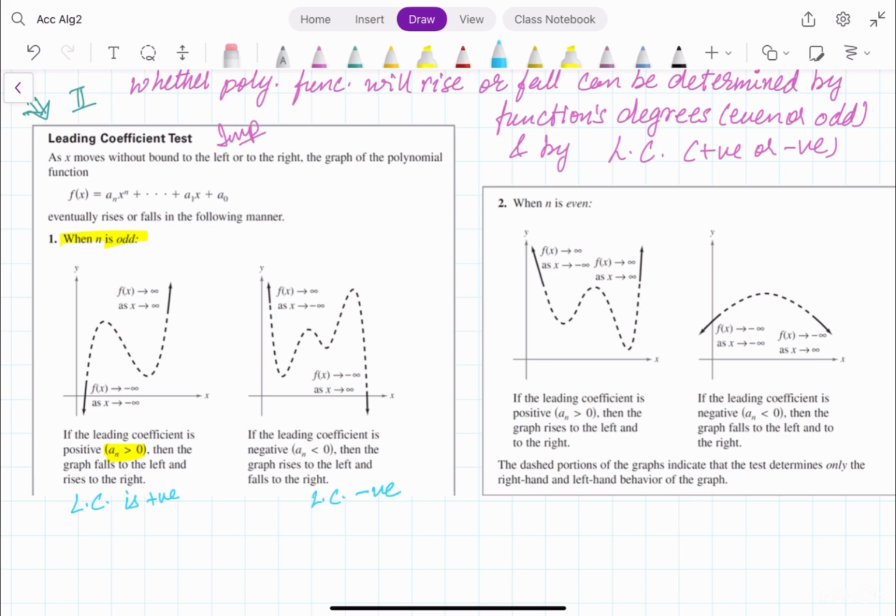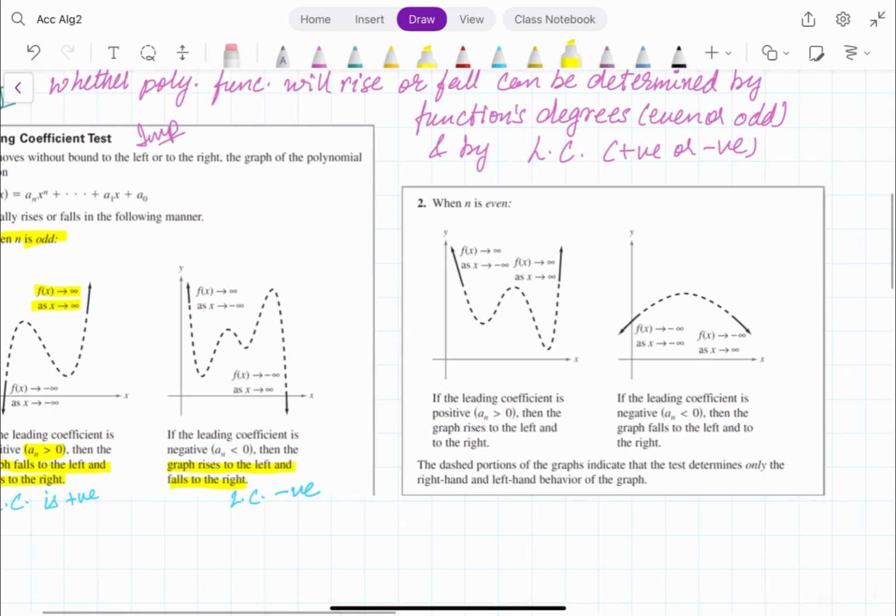As x approaches infinity, f of x also approaches infinity. You can see the graph is going up on the right hand side. So if the leading coefficient is positive, then the graph falls to the left and rises to the right. But when the leading coefficient is negative, the graph rises to the left and falls to the right.